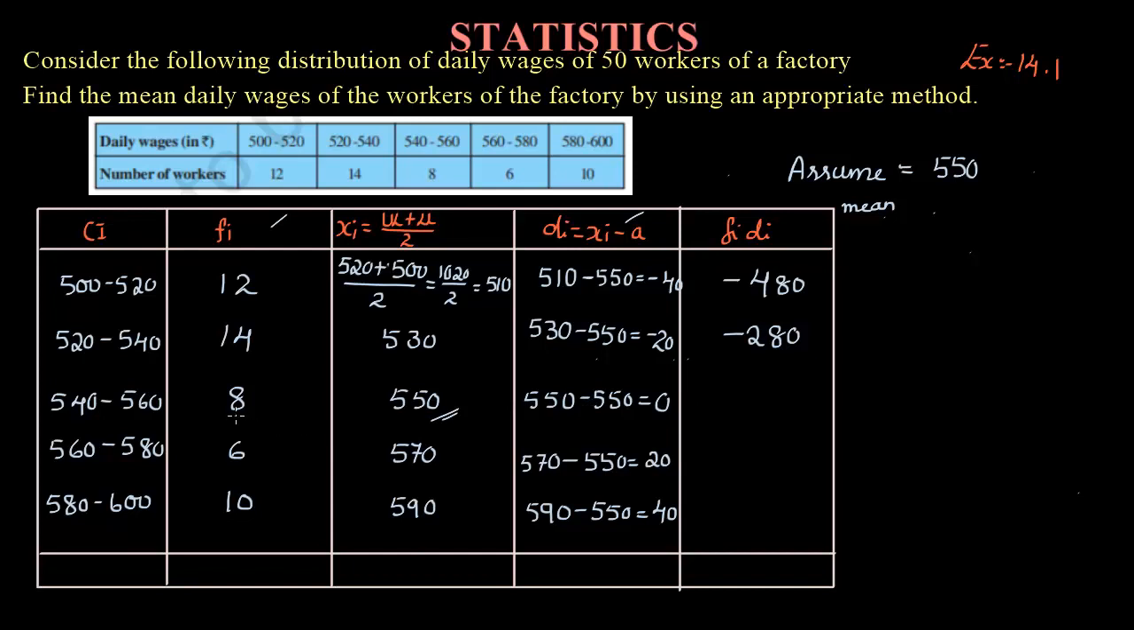Then what about here? 8 into 0, right? So 8 into 0 is 0. Then 6 into 20, it is 120. What about the last value? It is 10 into 40, which is equal to 400. Right? Now you need to add all these values.